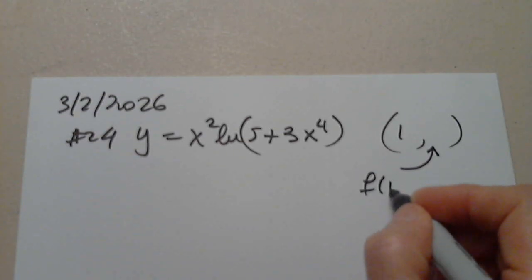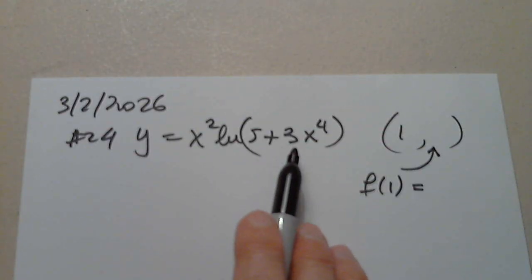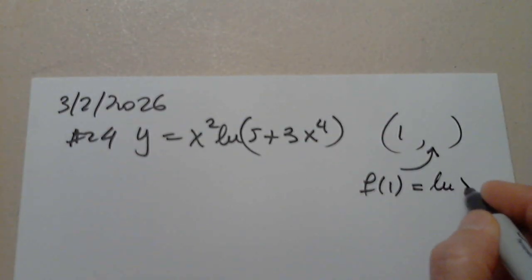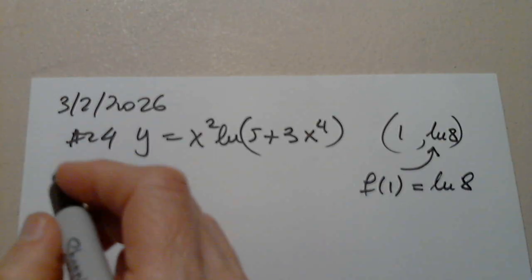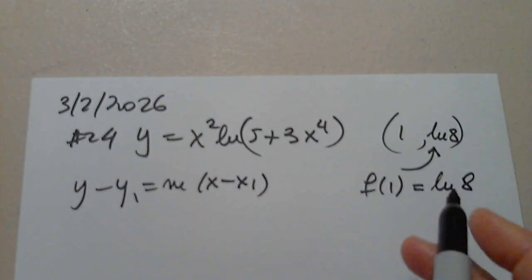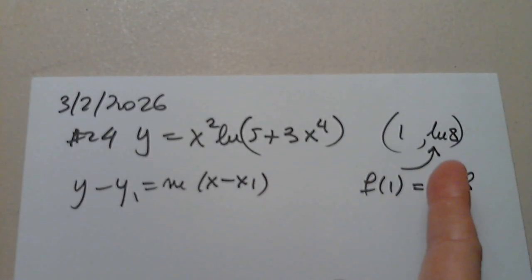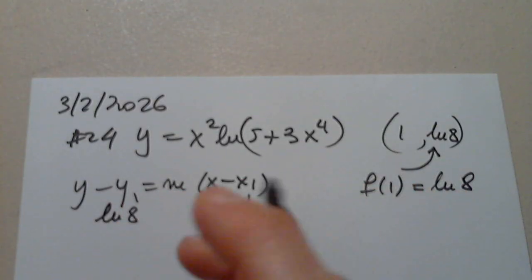which will be f of 1. So this is 8 and this is 1. So this is simply natural log 8. So I found a point. So I need y minus y1 equals the slope times x minus x1, where the y1 is natural log 8 and x1 is 1.